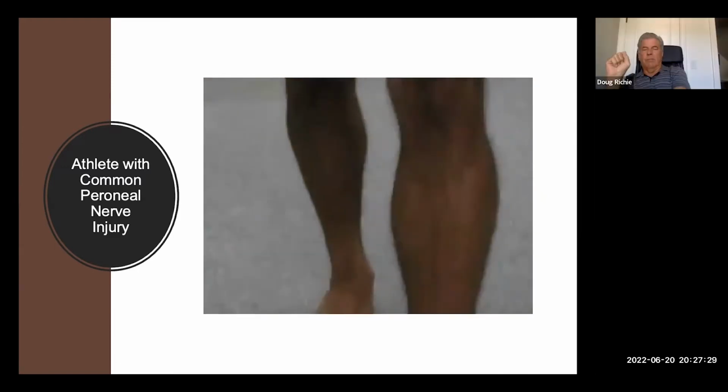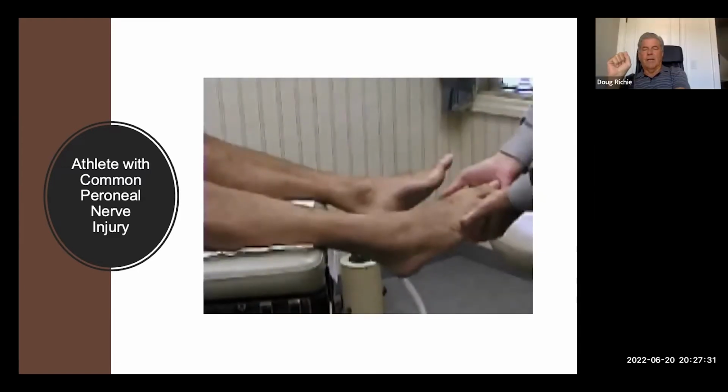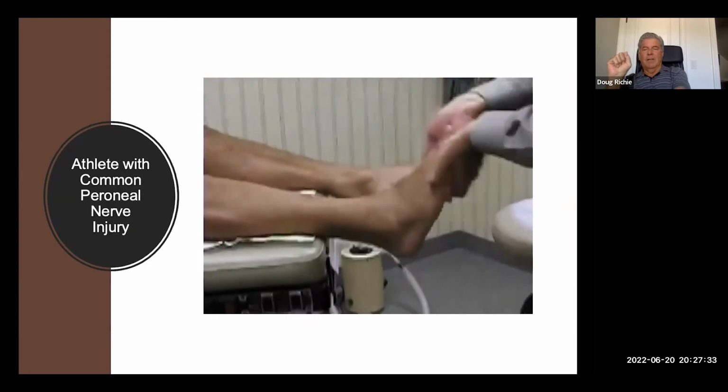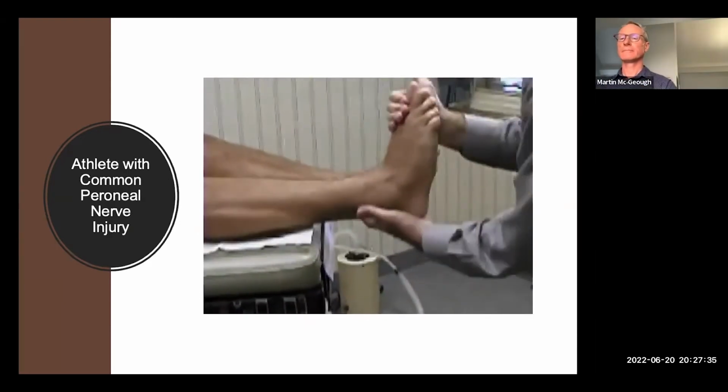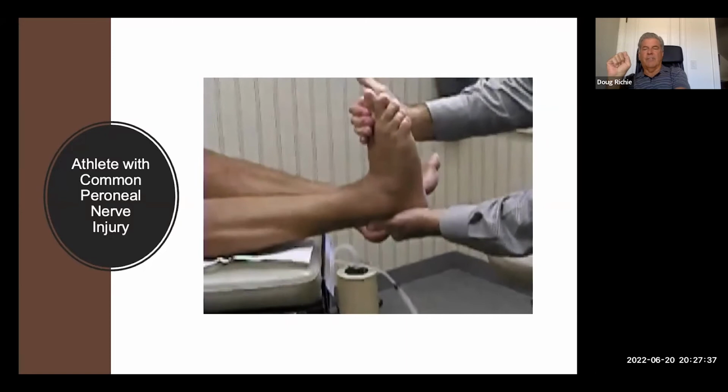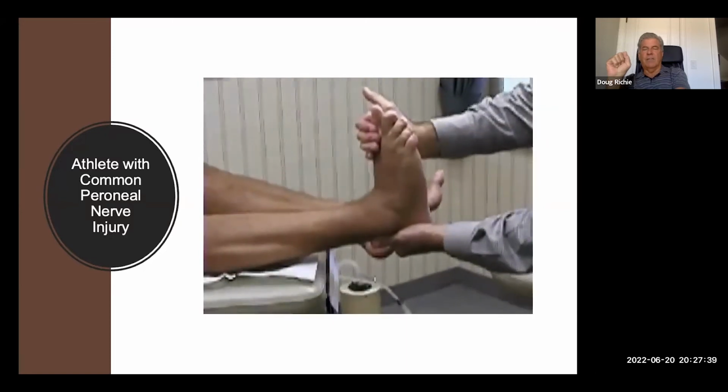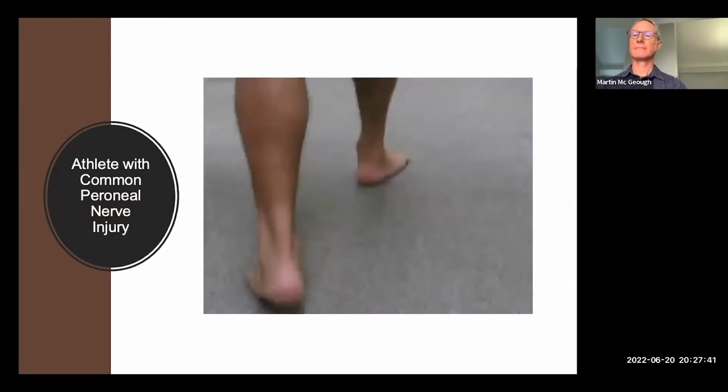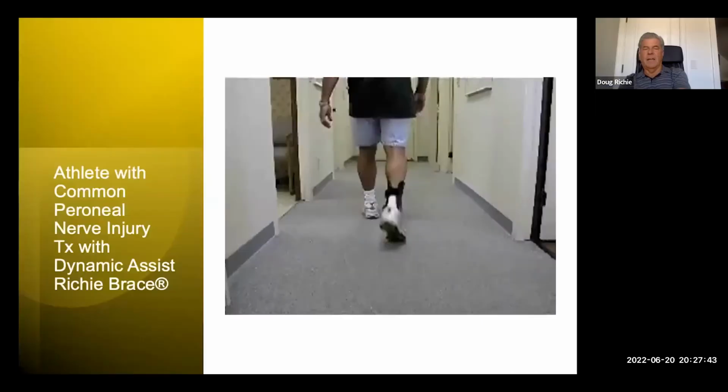I wanted to provide a Dynamic Assist brace, but I had to check and make sure. He has a flaccid drop foot, but I can dorsiflex him just past 90 degrees. He has no spasticity, no equinus. He's a perfect candidate for the Dynamic Assist brace.